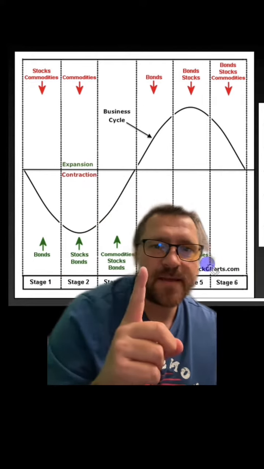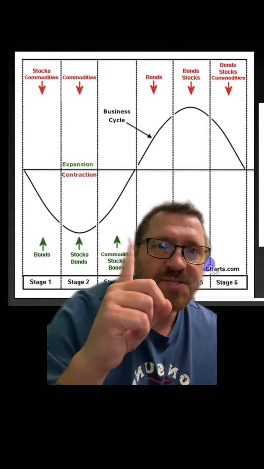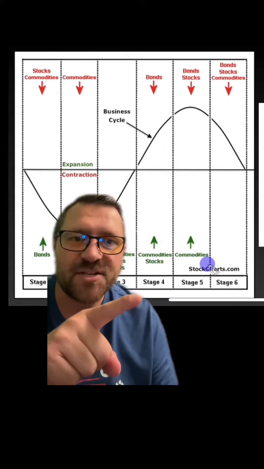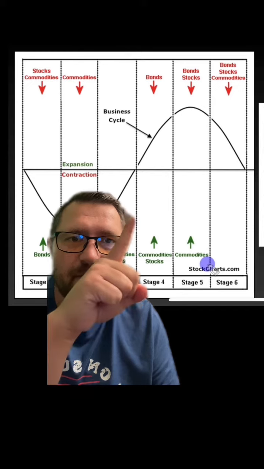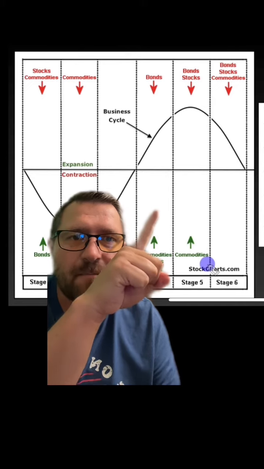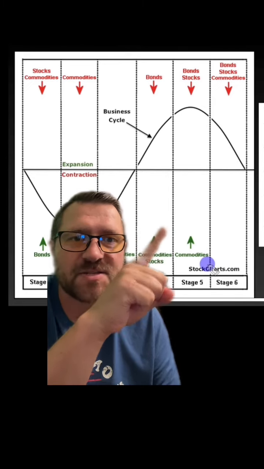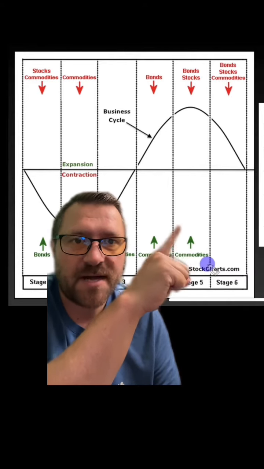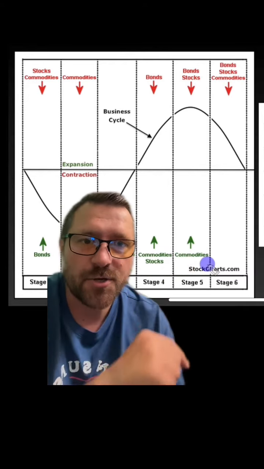In stage three, we have commodities, stocks, and bonds going up. So right there, we've bottomed and we are heading up. In stage four, we have commodities and stocks going up, bonds going down. Stage five, bonds and stocks going down, commodities going up. So that's the top of the cycle. And then in stage six, bonds, stocks, commodities all going down.